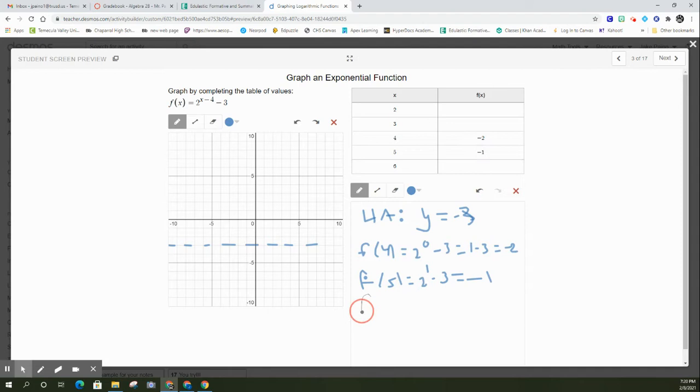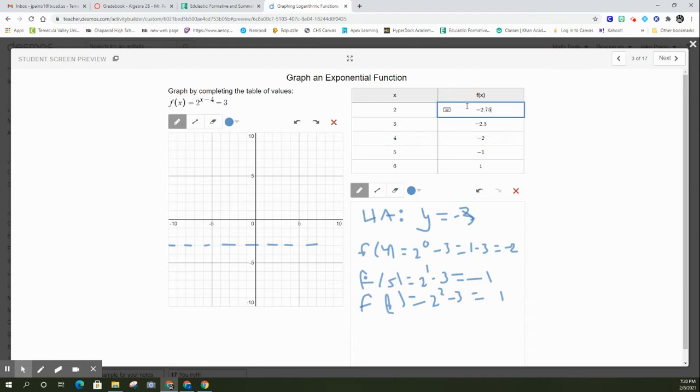And we'll plug in f of 6. So f of 6 is going to be 2 squared minus 3, which is positive 1. And again, if we did plug in 3, we'd get 2 to the negative first, which is 1/2 minus 3, so that'd be negative 2.5. If I plugged in 2, it'd be 2 to the negative second, so 1/4 minus 3, so negative 2.75.